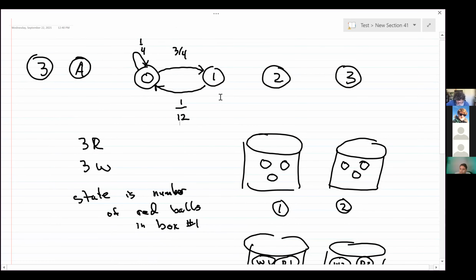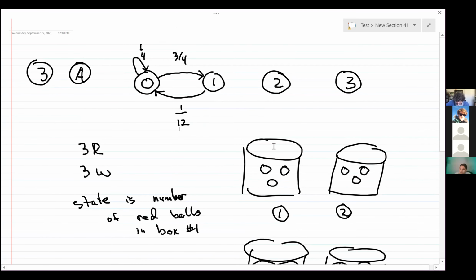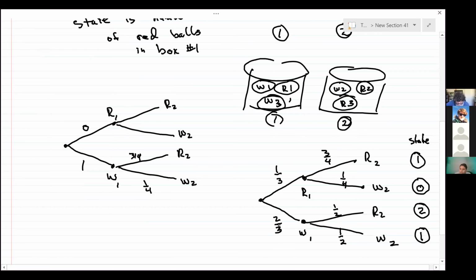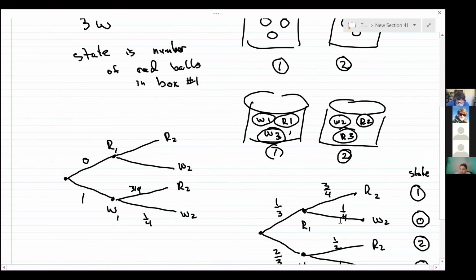Now, how about going from 1 to 2? 1 to 2 happens if you go down this path. The probability of that occurring is a half times 2/3, so that's just 1/3. So to go up is 1/3.